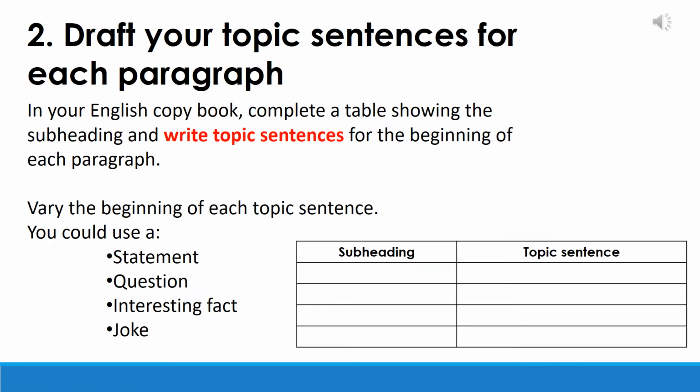Second part of your homework in your English copybooks, I want you to draw a table with subheading and topic sentence. And then I want you to write a topic sentence for the beginning of each paragraph for each subheading that you have chosen for your animal, please.